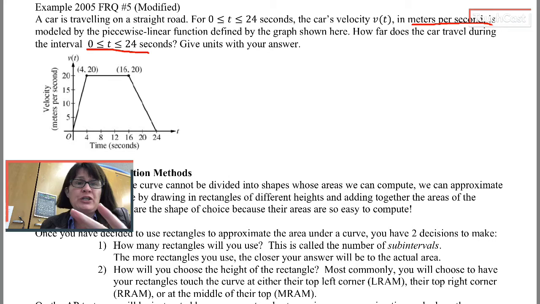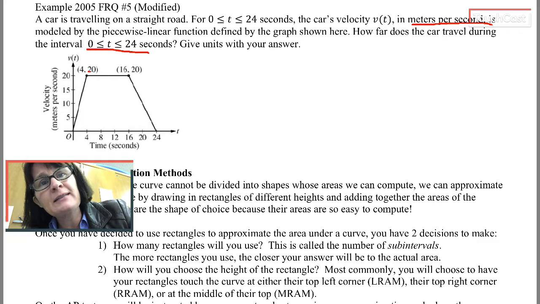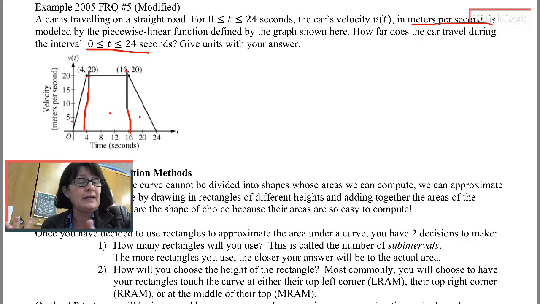So I recognize the shape under this velocity curve as a trapezoid. If you prefer to think of this as a triangle and a rectangle and another triangle, and you find the areas separately and add them up together, you will get the same answer and get just as much credit. I'm going to show you how to find the area using the area of a trapezoid formula. So this trapezoid has parallel bases that are horizontal.